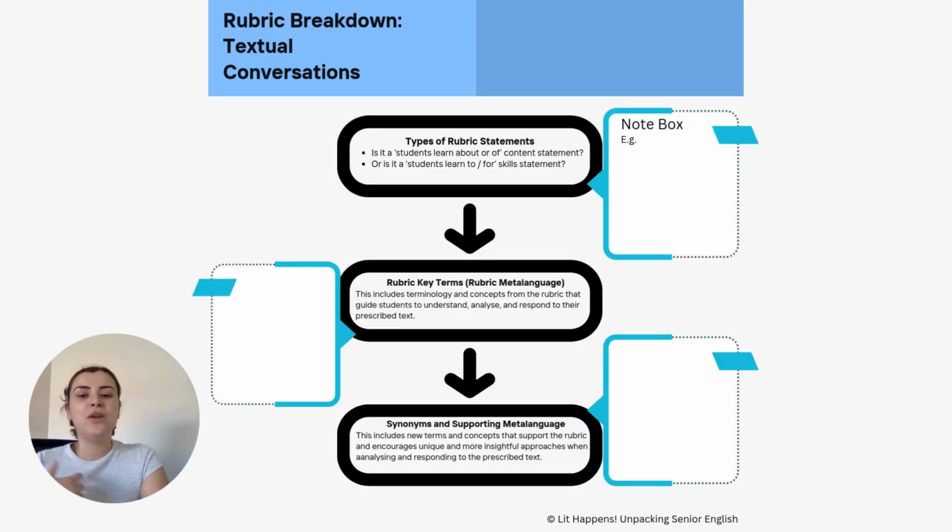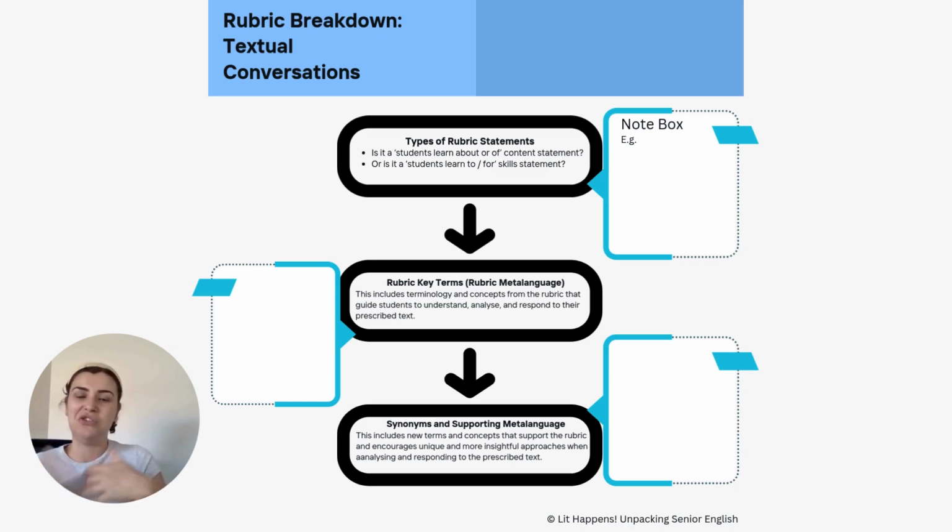So now if you want to break the rubric down further, if you look at this flow chart here, you can actually break it down more deeply in terms of the different types of rubric statements, looking at the rubric key terms and meta language, and then coming up with your own synonyms and supporting meta language, which I'll get to shortly.